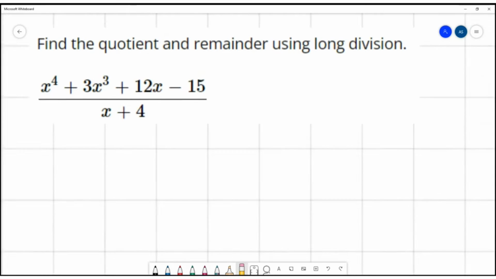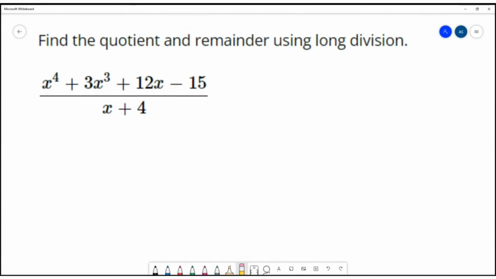Because we're missing a term, we don't have to, but we put in a placeholder, and the placeholder helps us to make sure that we only combine like terms together and make sure everything is lined up.